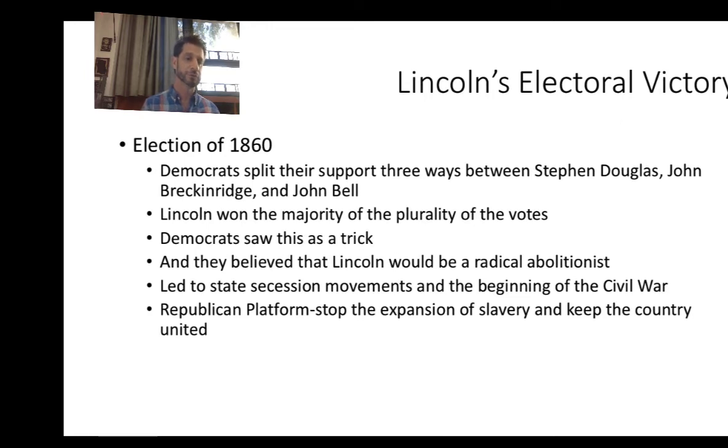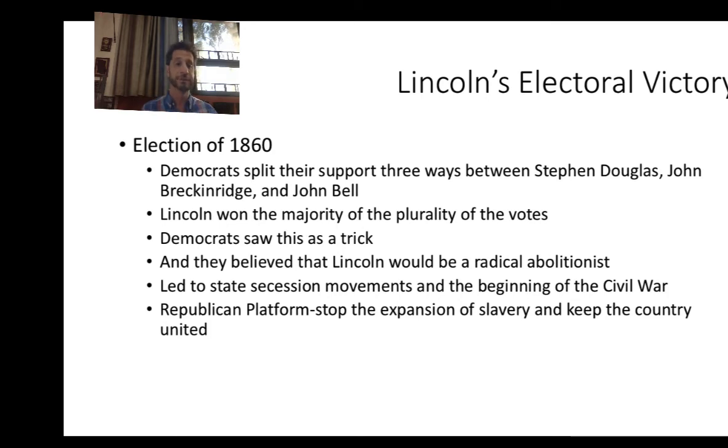They couldn't get organized under one person. Lincoln then is able to walk in that competition, and Lincoln wins. Now, by the rules of the game, he won. Democrats, though, in the South see this as a trick. And they believe that Lincoln had won because of a trick and just basically a technicality in the rules, that he was going to be a radical abolitionist who would get rid of slavery immediately.